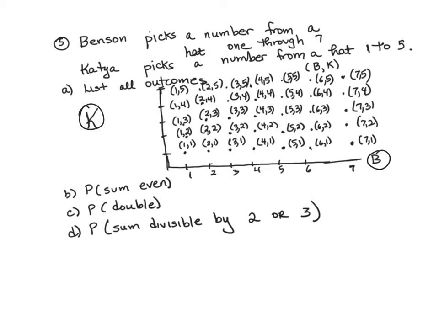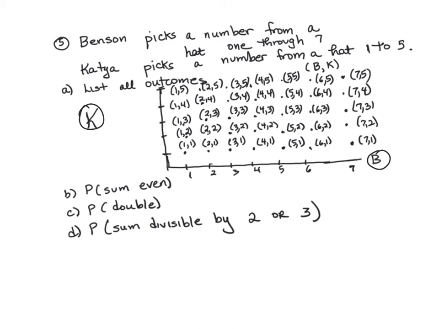Okay, so of course in this problem I did forget to mention that the probabilities for Benson to pick a number from the hat, 1 through 7, are all equally likely outcomes, and the same is true for Katya. So by the counting principle, there are 7 possible ways Benson could pick a number, and Katya has 5 possible ways. So the total number of outcomes by the counting principle would be 7 times 5, which is 35. So each of these ordered pairs that are listed has a probability individually of 1 out of 35.